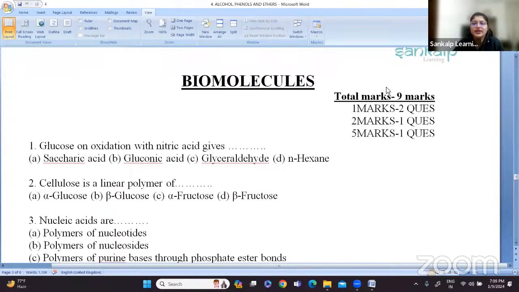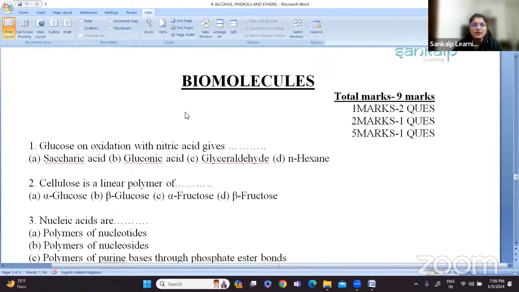In the previous class, we had started with the biomolecules chapter. This chapter is allotted 9 marks. For 9 marks, you are going to get two MCQs of 1 mark each, then one question of 2 marks, and in the long questions, in the last part, you will get one question of 5 marks. So that is totally 9 marks.